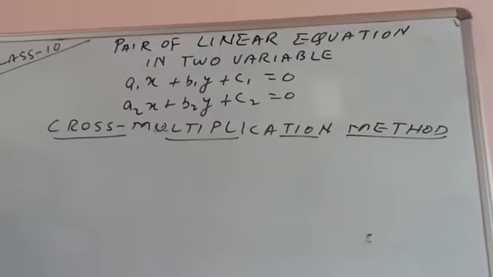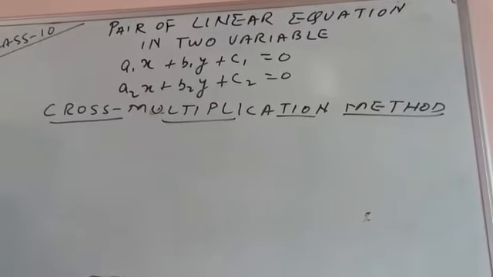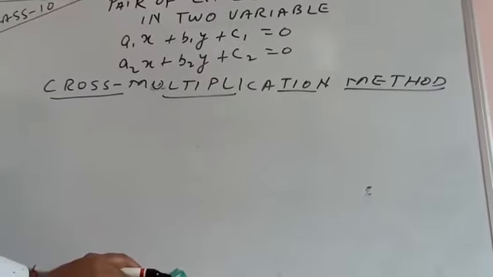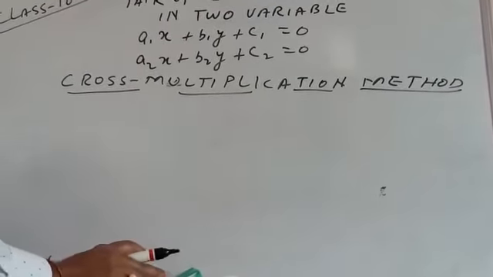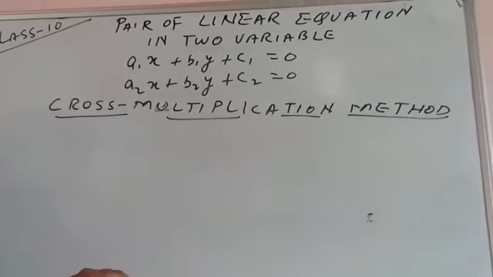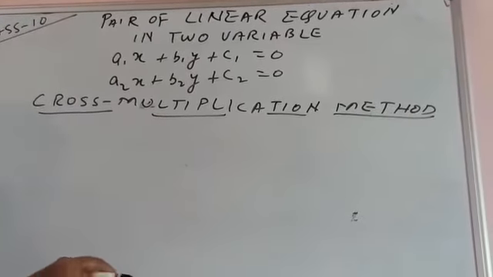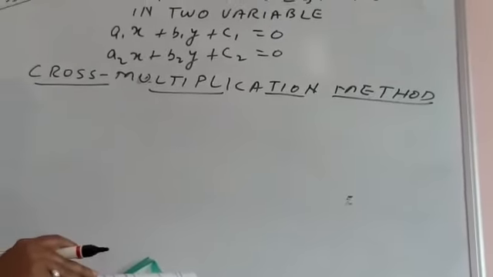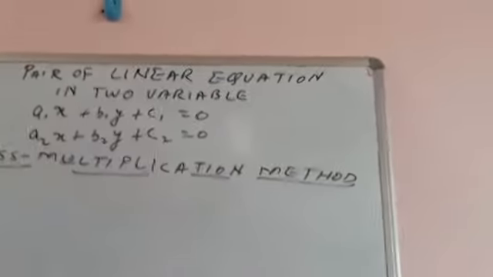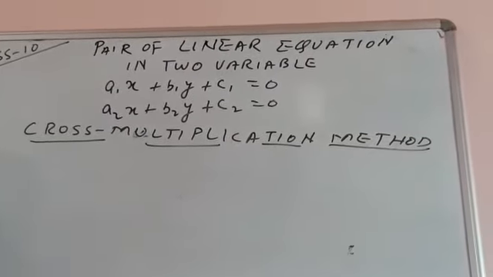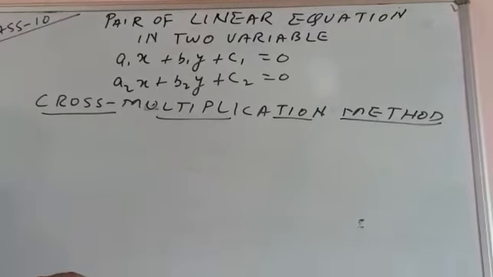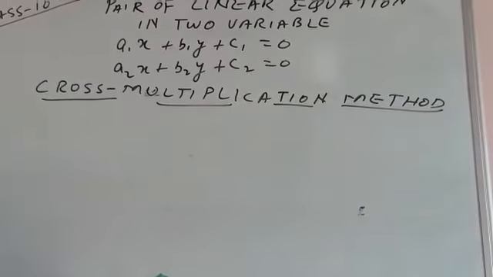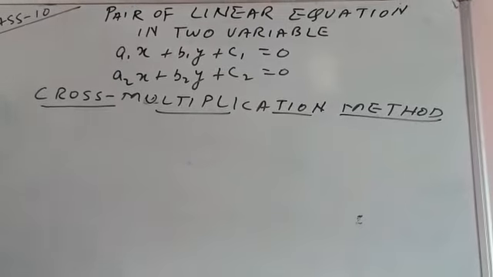So for using any method, I always advise you to check which condition it follows. Here, this cross multiplication method is also one method to find the unique solution for x and y, and it is also called an algebraic method. In this cross multiplication, what is very important is that we must know the formula, and once we have the formula, we will apply it and get the values of x and y. So we need to understand the formula of the cross multiplication method.